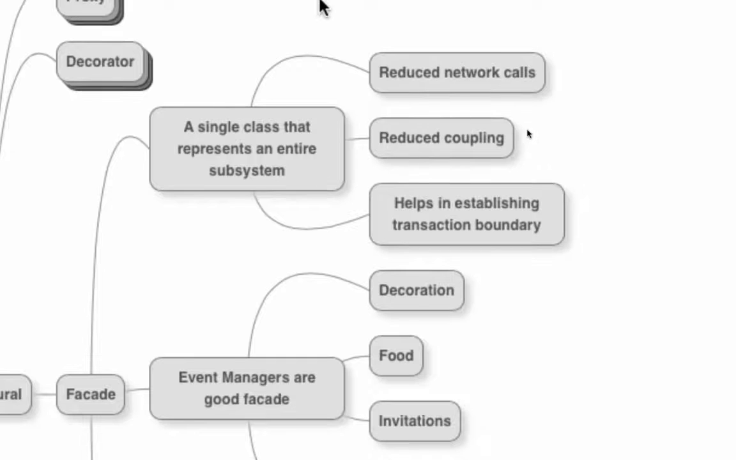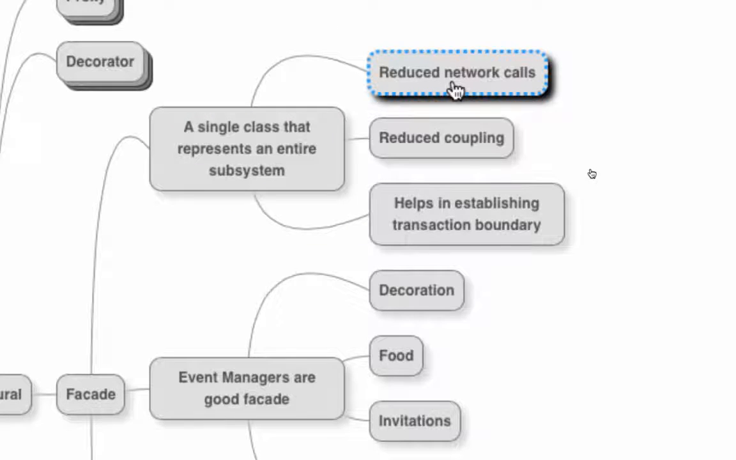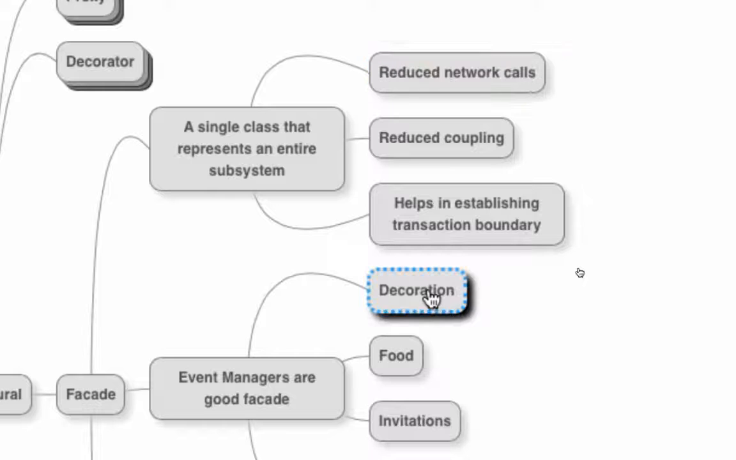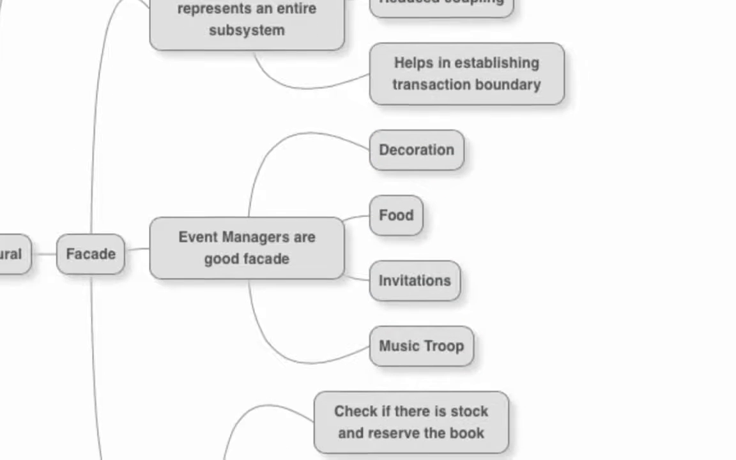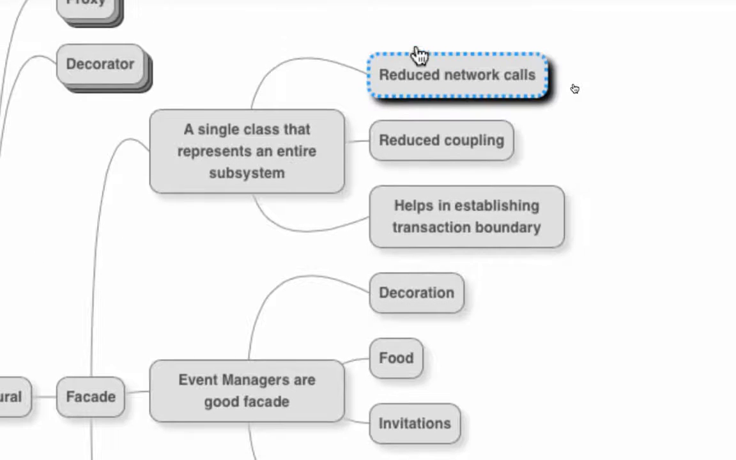And when I look at the advantages of facade pattern, the first advantage is reduced network calls. Let's say the business layer is deployed on a different application server. Then if there is no facade, from the UI I have to make multiple calls, 1, 2, 3, 4, maybe 5, 6. So facade reduces the number of calls over the network.